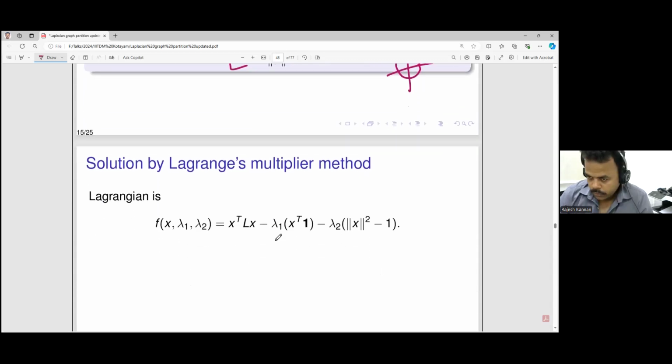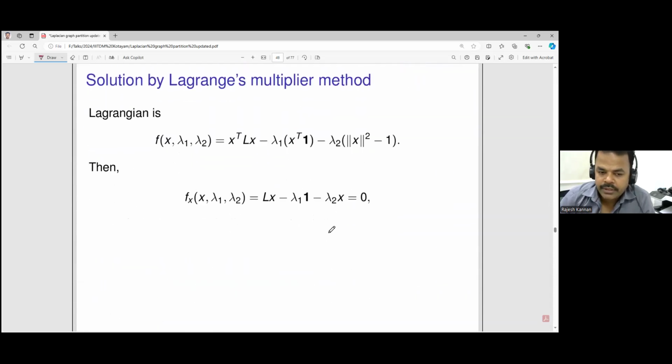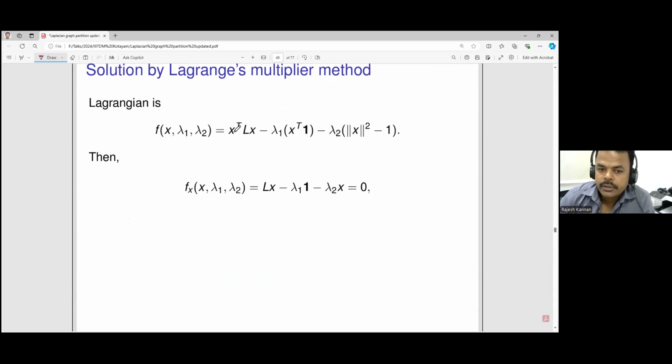Now what will you do? You have to take the partial derivative with respect to x, and the partial derivatives with respect to lambda 1 and lambda 2. So you do all the partial derivatives. Taking the partial derivative with respect to x, you get this expression. Computing the derivative of x transpose Lx is routine; maybe you can include this in a problem sheet when you are teaching multivariable calculus, something like x1 square, x2 square, and so on. One can easily compute the partial derivative. The partial derivative will be this one.